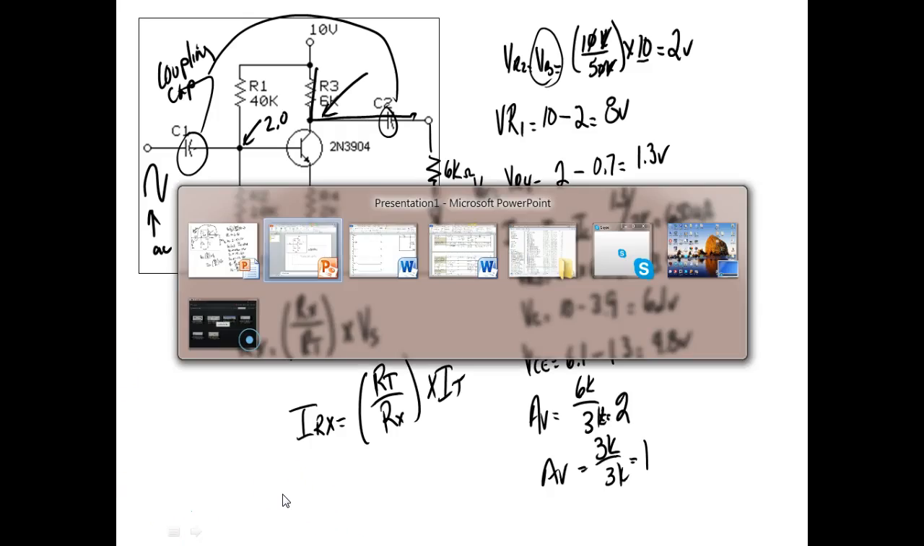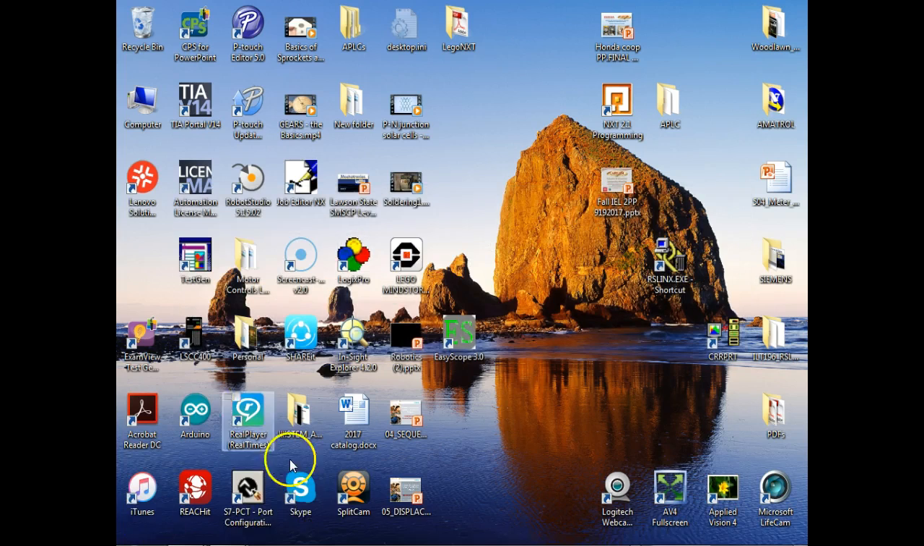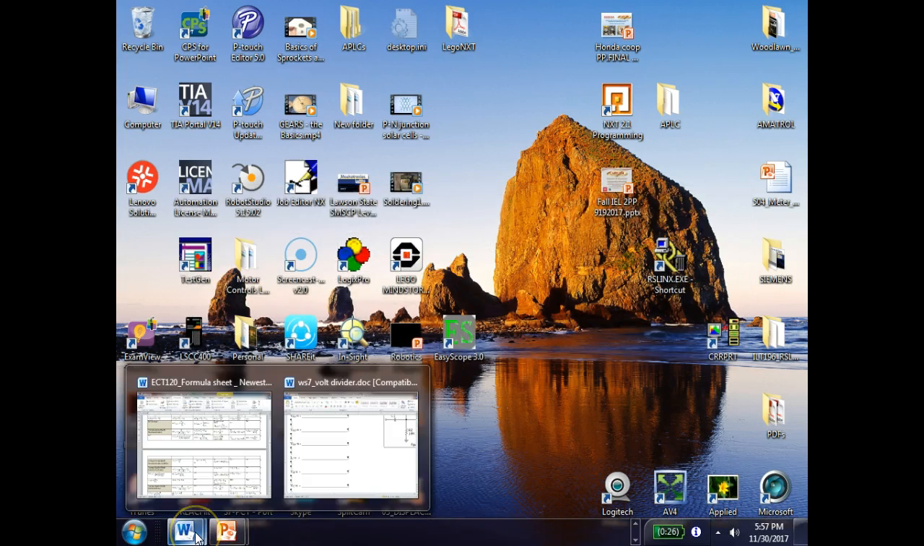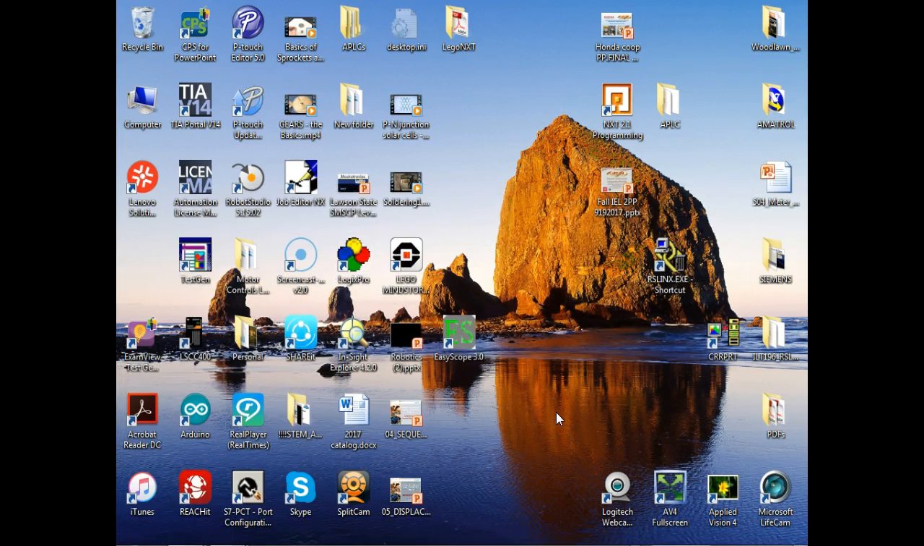Let's see if we can demonstrate this on the electronic workbench. So if I was to come over here and put a DC battery across an AC source, what would both of them see each other as?